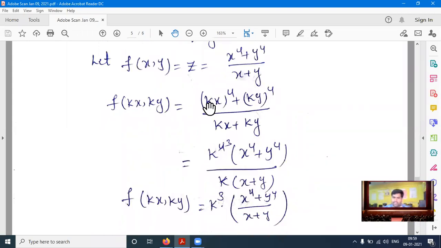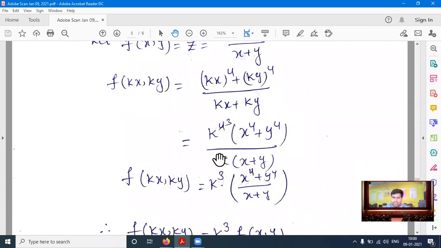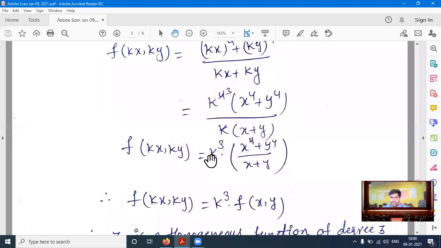So then what happened? It is (kx)^4 + (ky)^4 divided by kx + ky. So k to the power of 4 is common, so I have to take k to the power of 4. Remaining is x^4 + y^4, divided by, in the denominator, k is common. So if you take k as common, x + y. So in k to the power 4, one k will get cancelled. Remaining is k^3 into (x^4 + y^4) divided by (x + y).